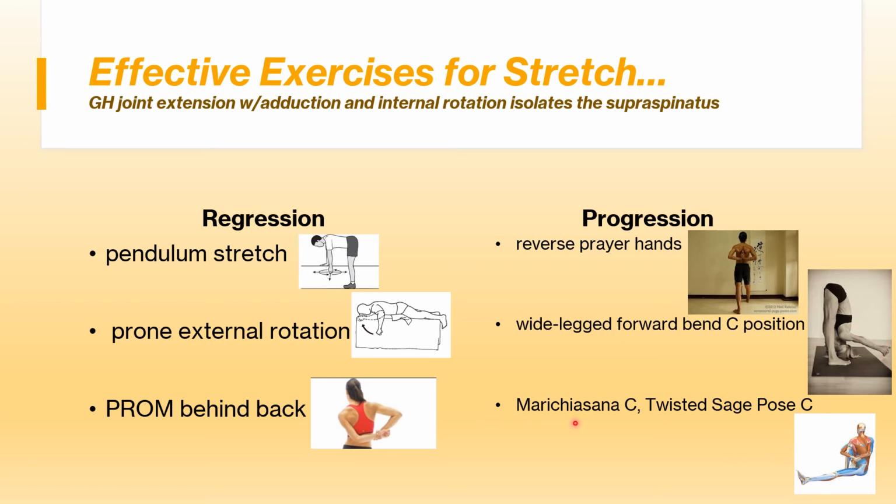Finally, we have Marichyasana C, the twisted sage pose, C position. It's a seated posture shown here in this white photograph. The trunk is rotated. One of the arms is bound around the lower leg and reaching for the opposite arm. Again, this is a deep twist that isolates the front of the chest, the shoulder girdle, and the latissimus dorsi of the back.